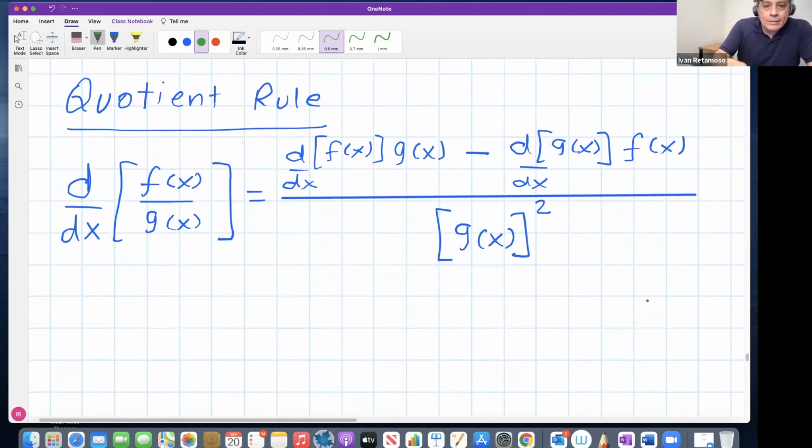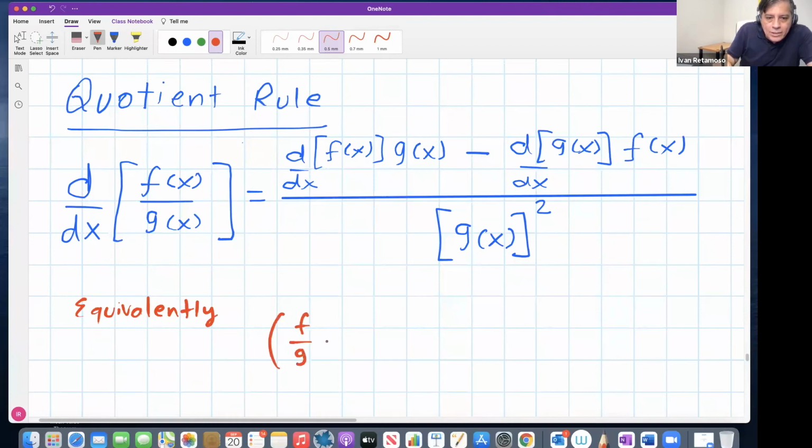If this is too much for you to memorize, try to memorize the formula in Newton's notation, which goes like this. So right here, equivalently, f over g prime, the derivative of the quotient of two functions, is just equal to the following.